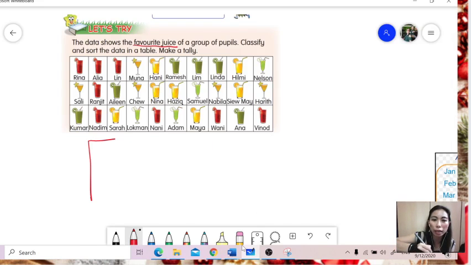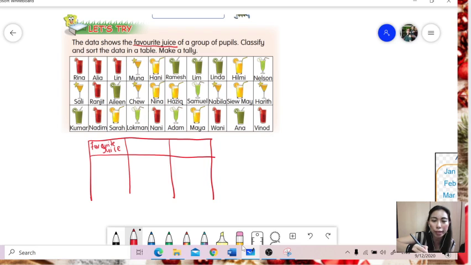Okay, so I make a tally. So for a tally, I have 3 columns. Okay, the columns: there is favorite juice, the first one. So the title also depends on the questions. You just look for words that are relatable to the pictures given, to the graphic. So favorite juice, and then here is tally, and then here is number.